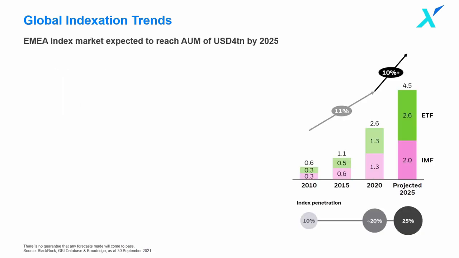And then if we zone in on Europe, which is arguably a more similar market to our own, the expectations are that currently, as at the end of 2020, there was about a 20% take-up rate of rules-based or indexed strategies across index mutual funds and ETFs, and that was expected to grow to 25% by 2025, with about $4 trillion of dollars under management.